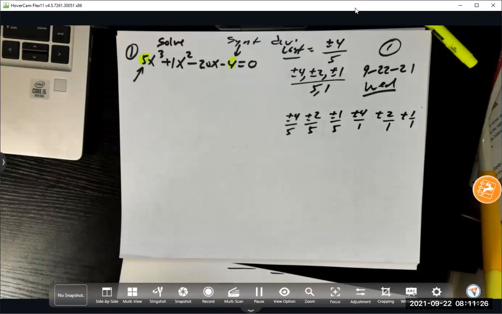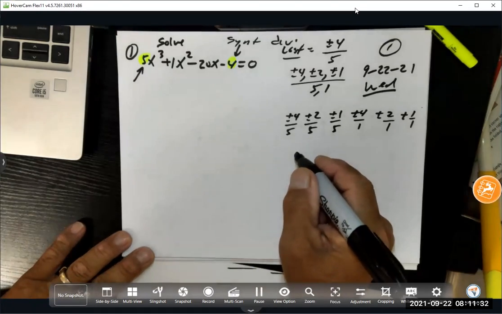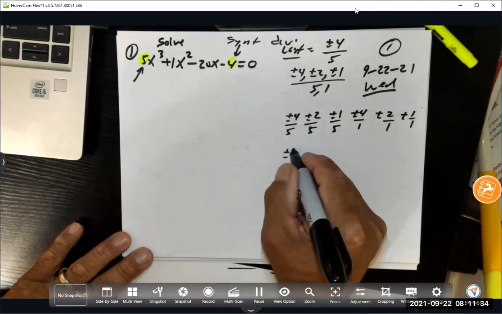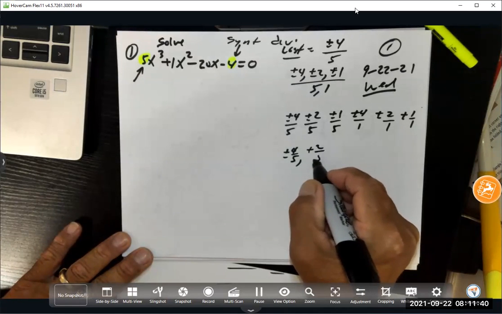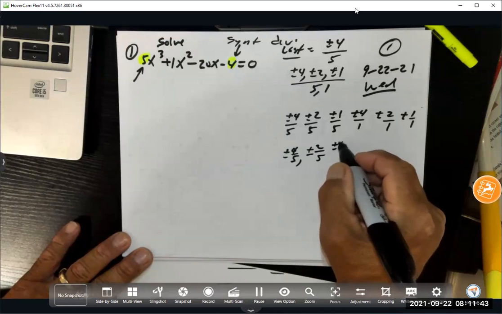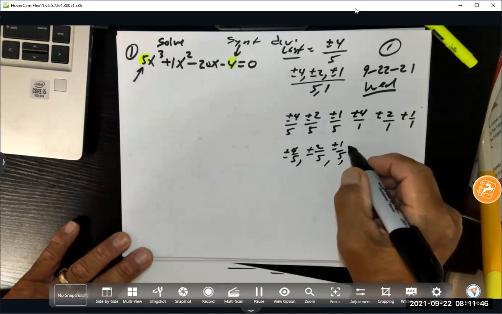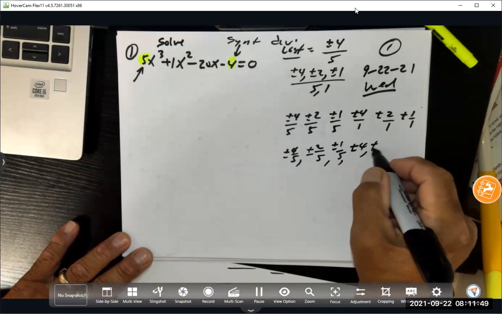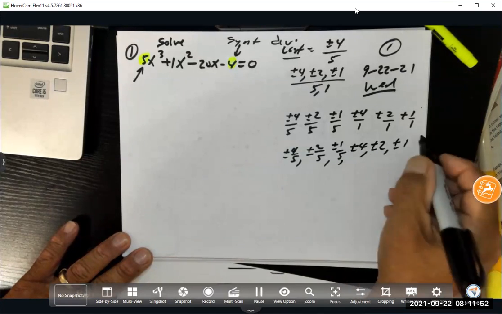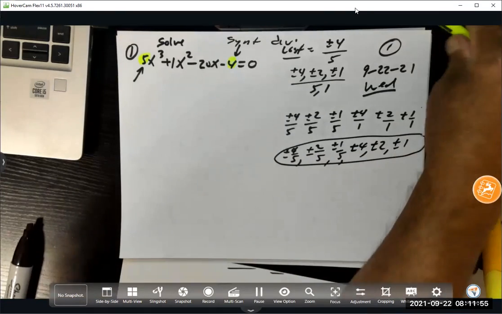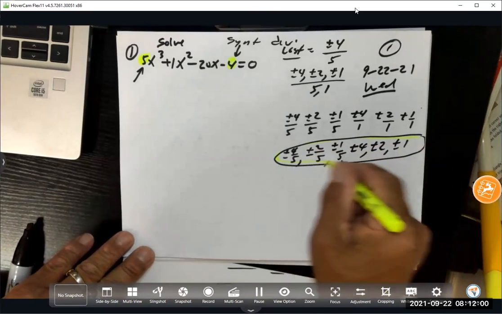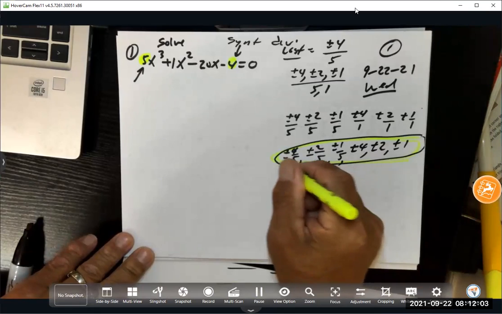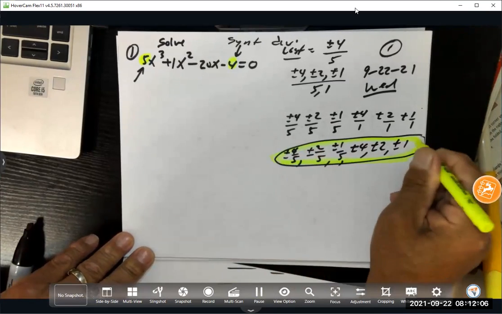Now I have to look at all the possible numbers. Let's reduce them if I can. Plus or minus 4/5 is a possible answer. I don't like that fraction, but plus or minus 2/5 might be an answer, plus or minus 1/5 might be an answer, and plus or minus 4, plus or minus 2, and plus or minus 1. So we have 12 answers that maybe will work, and you might have to try all 12.